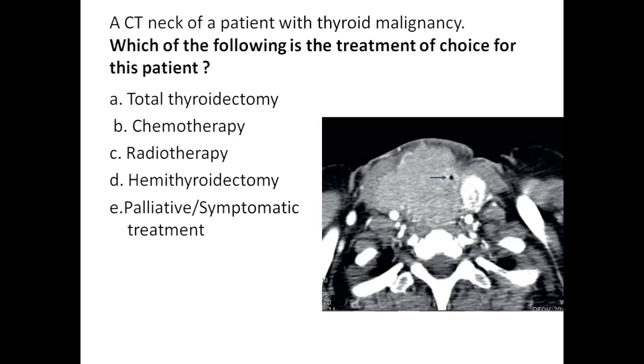The same slide, and this time CT neck of a patient with a thyroid malignancy. Which of the following is the treatment of choice for this patient? Such huge locally invading carcinoma usually is anaplastic carcinoma. والعلاج بتاعها ان انت بتشيل الجزء الميدل وبتعمل تراكيوستومي علشان العيان يتنفس، لان مش هيقدر يتنفس من such narrow trachea. فهنا الاوبشنز: total thyroidectomy you cannot do it, chemotherapy of no value, radiotherapy of no value, hemithyroidectomy of no value. Palliative treatment is the possible management of this locally advanced anaplastic thyroid carcinoma. You remove the isthmus, the part in front of the trachea, and you put a tracheostomy tube.